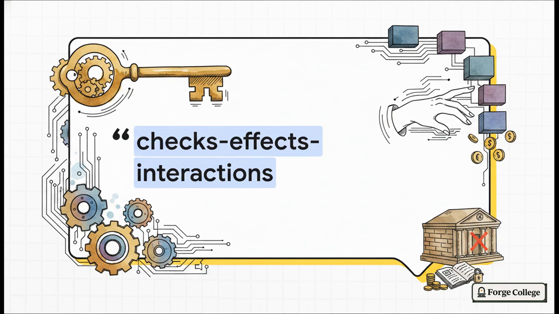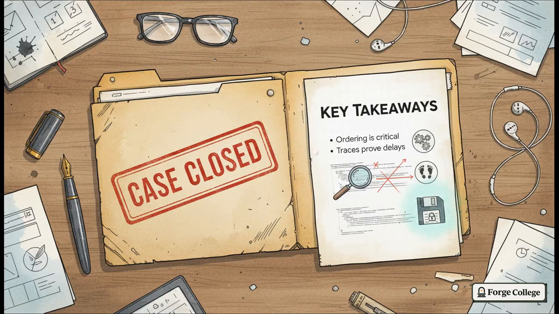Checks, effects, interactions. It's simple. You check the conditions, you update your state effects internally, and only then do you interact with external contracts. If our bank had just done the math and deducted the balance before handing over the cash, this entire operation would have failed instantly. So, let's do a quick recap.